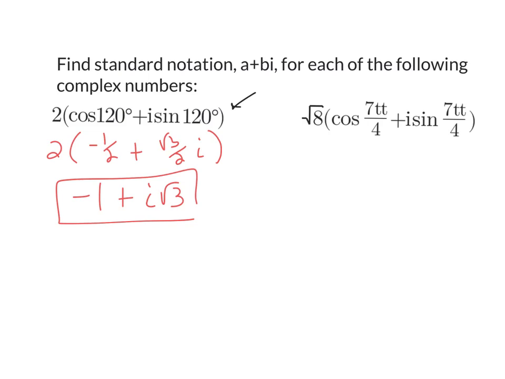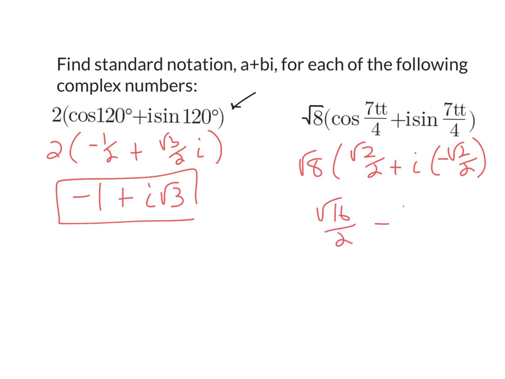The second one, I have a square root of 8 out here. I'm going to leave that alone for a second. Cosine 7 pi over 4, that's quadrant 4, so that's going to be square root of 2 over 2. And that's going to be negative square root of 2 over 2 for sine, because it's in quadrant 4. Now when you multiply through there, you get square root of 16 over 2 minus square root of 16 over 2 i. Now square root of 16 is 4. 4 divided by 2 is 2, so I get 2 minus 2i when I work that one out. Hopefully no big deal there.